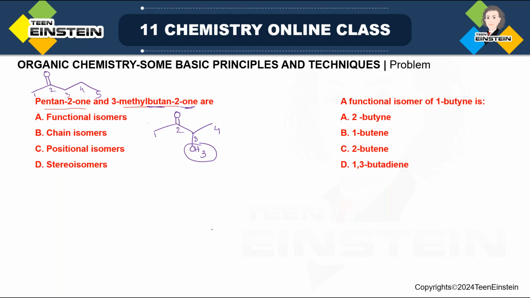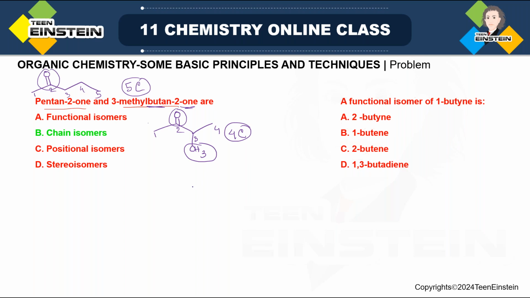Is it a functional isomer? See, the functional group is the same. In both cases it is CO. So you cannot say it is a functional isomer. Then, is it a chain isomer? Now that is a possibility, because in the first case it is a 5 carbon chain, but here it is a 4 carbon chain because methyl is a substituent. Is it a position isomer? Position isomer means you have to see the carbonyl position. Sorry, it is chain actually, but why is it not positional isomer? Because the CO position is not changed, but the main chain has some difference.